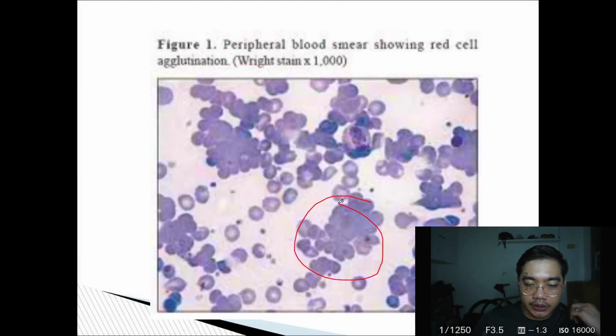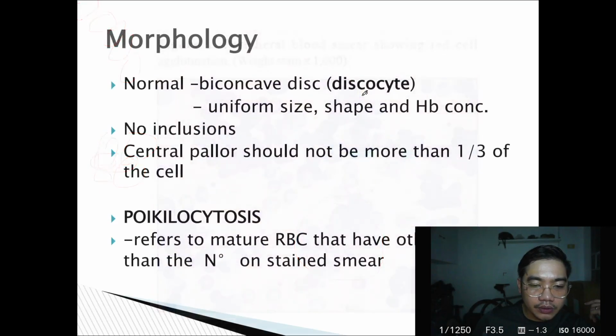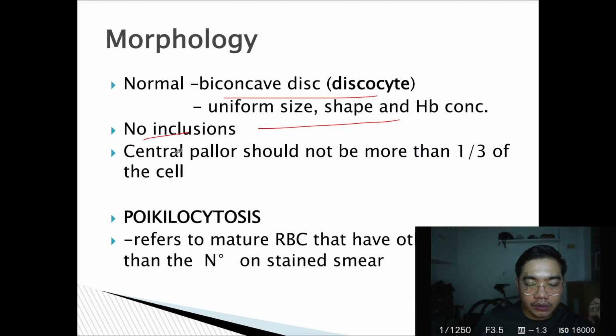So how do you differentiate your Rouleaux from your agglutination, no? Agglutination tends to be clumped, no? Morphologically, the way they look is really different. Your Rouleaux is just really a stack of red blood cells. So, biconcave disc, uniform in size, no inclusion, central pallor should not be more than 1/3 of the cell.